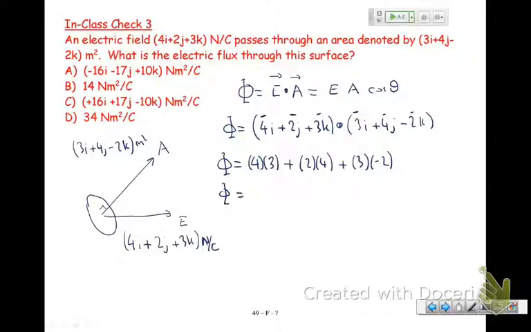So my flux is equal to 12 plus 8 plus minus 6, which equals, that looks like 14 to me, 14 newtons per coulomb times meter squared. So that'll be 14. So B is the true answer.